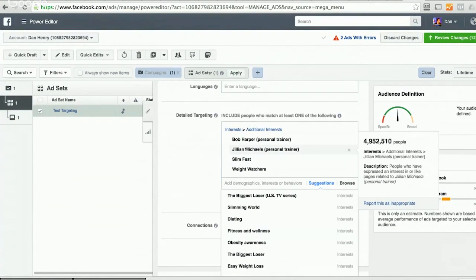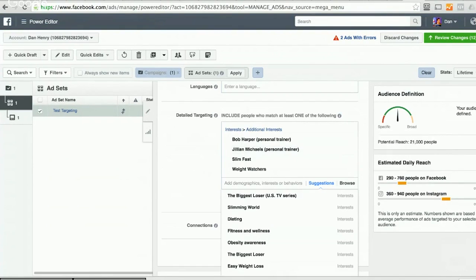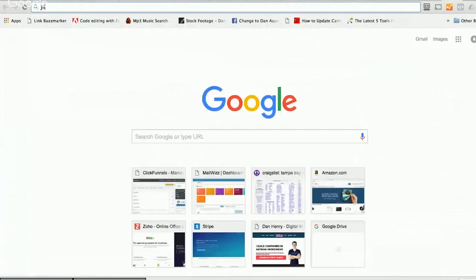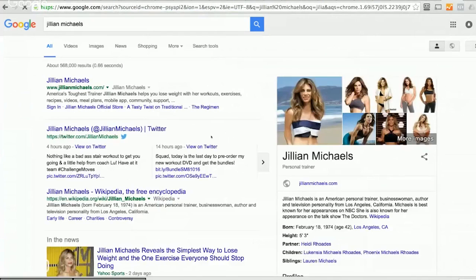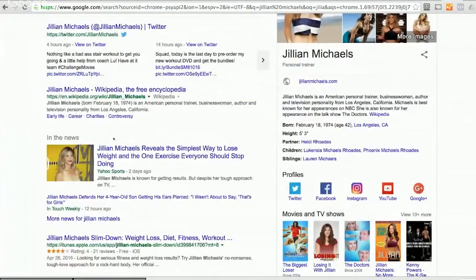I don't know, does she have a show? I'd have to look into her a little bit. Maybe she has a popular show, and that's where you've got to research. Actually, Jillian Michaels. Let me see here. Okay, so here she is. Let's see. Jillian Michaels reveals the simplest way to lose weight and the one exercise everyone should stop doing.